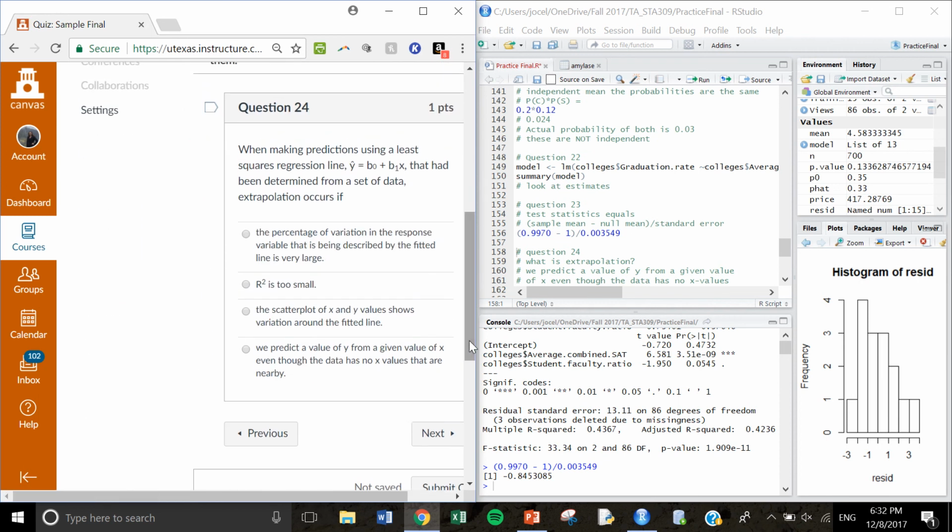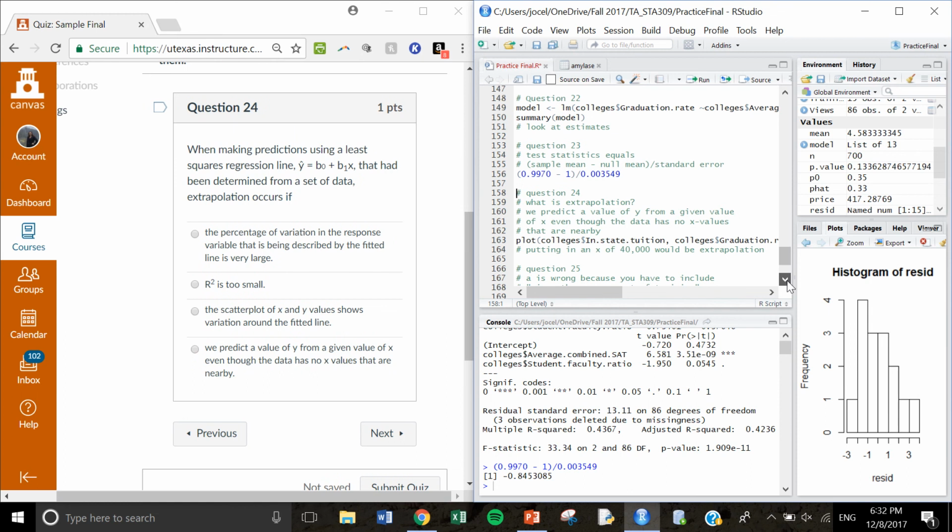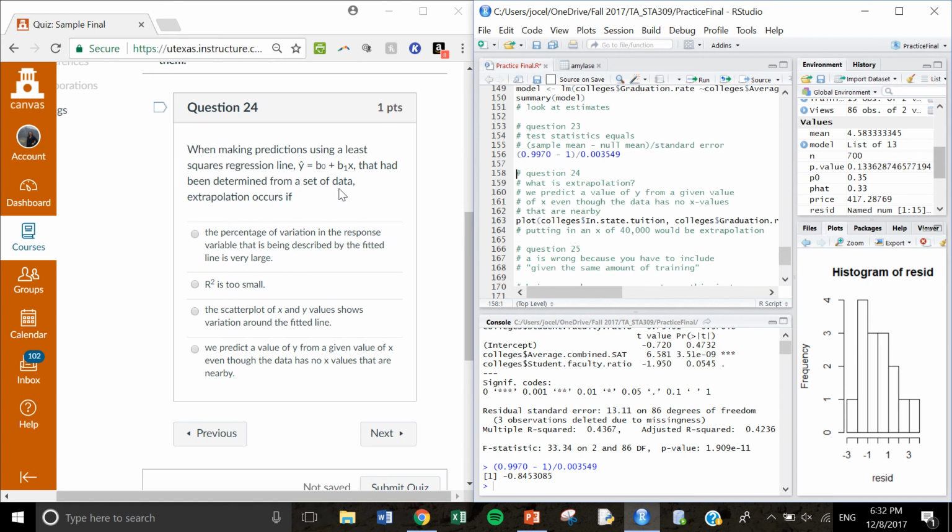Number 25. What is extrapolation? When making predictions using a least squares regression line, y hat equals b0 plus b1x. This is just what we get in the LM function. This has been determined from a set of data. Extrapolation occurs if, so we're just trying to figure out what extrapolation is.